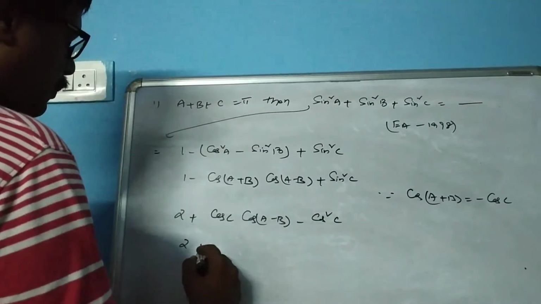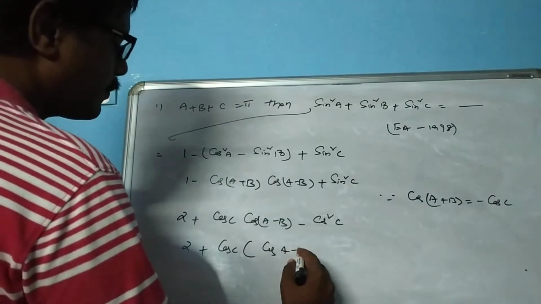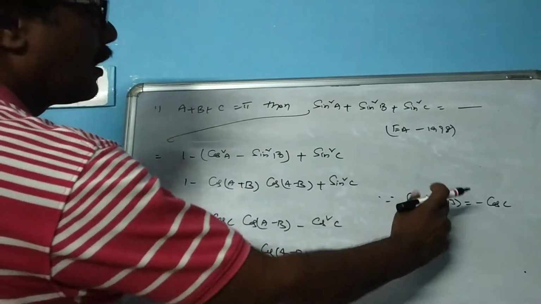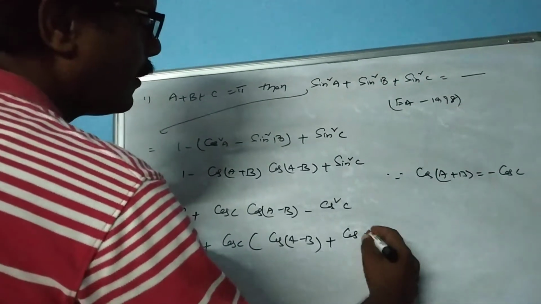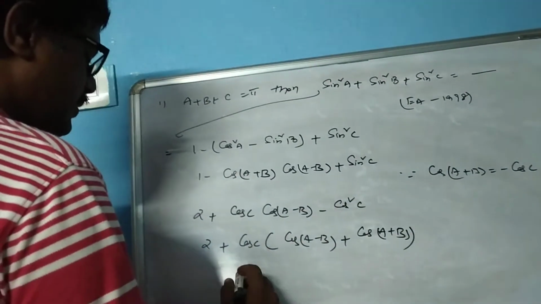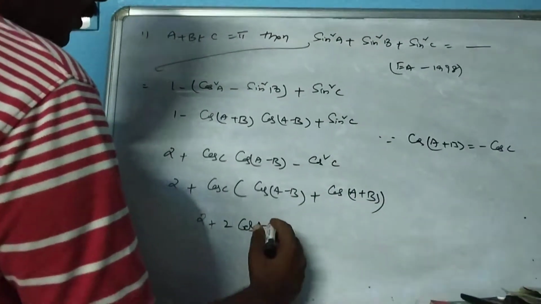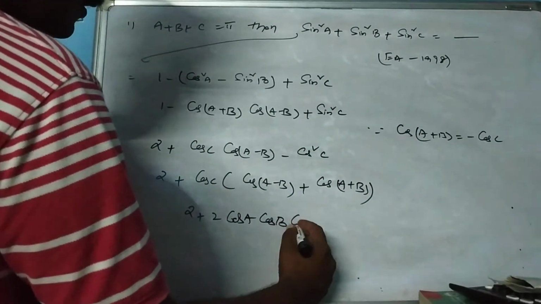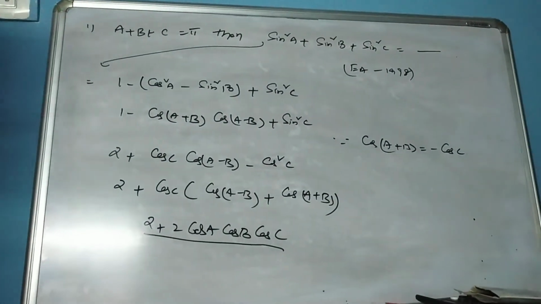Now 2 plus cos C has taken common, cos(A minus B). We have a minus cos C. In that place I had written cos(A plus B). On simplifying this, 2 plus 2 cos A cos B cos C. This is the answer.